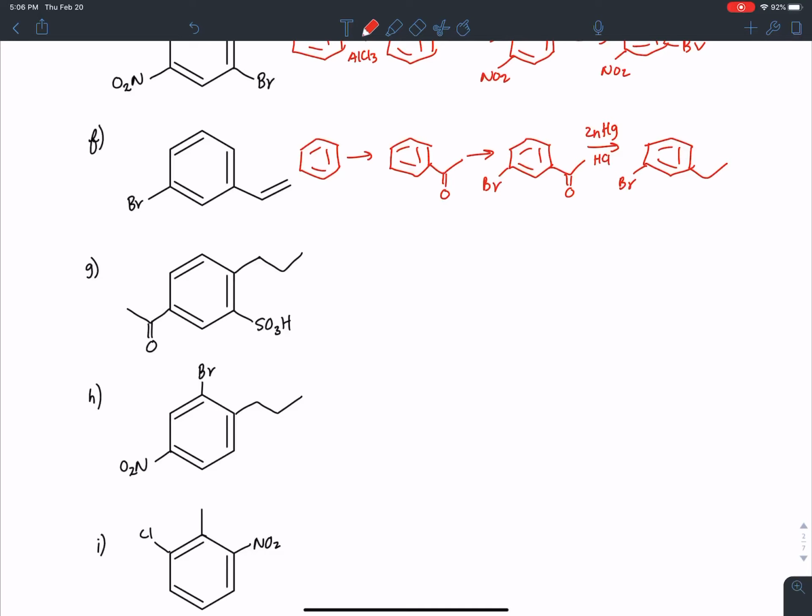Zn(Hg)/HCl would remove the double bond O. Then I did NBS, because that puts a Br at this spot. And then I eliminated the Br with NaOMe. That did elimination. That took this H right here, making this go here and this go here. So that would give me the double bond.